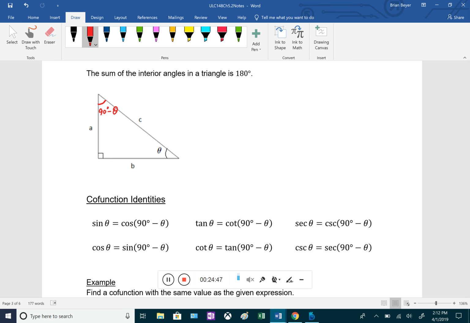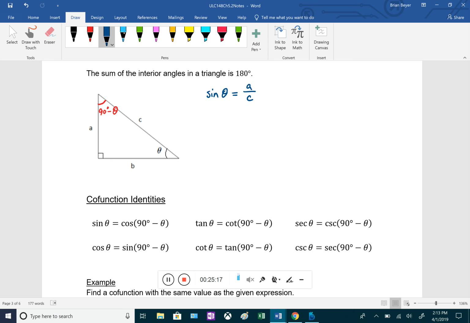Okay, so with that, let's take a look at what it means to be cofunctions. Let's look at sine of theta from this triangle. Sine of theta, theta's down here, so opposite over hypotenuse. Sine of theta equals a over c.